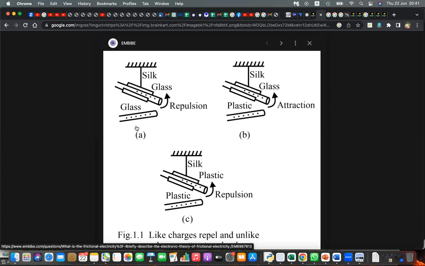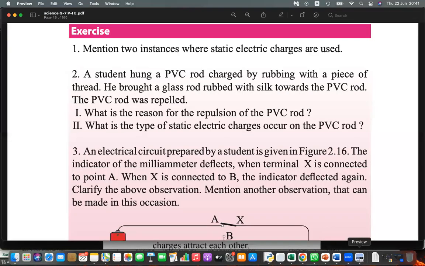Here glass, plastic, repulsion, because the positive and negative charges. Like charges repel. But here you have a different scenario. A student hung a PVC rod charged by rubbing with a piece of thread. He brought a glass rod rubbed with silk toward the PVC rod and it was repelled. Here are two scenarios, those are not the same type but different types, but still can have like charges.